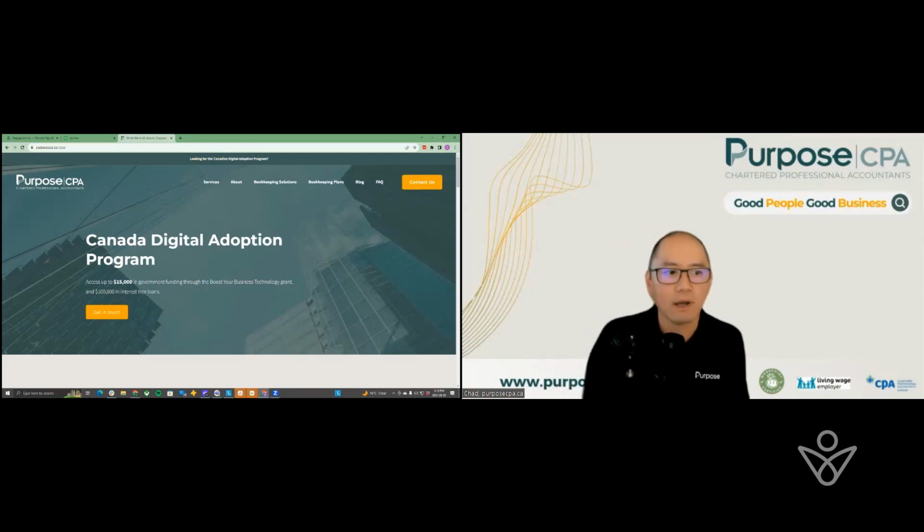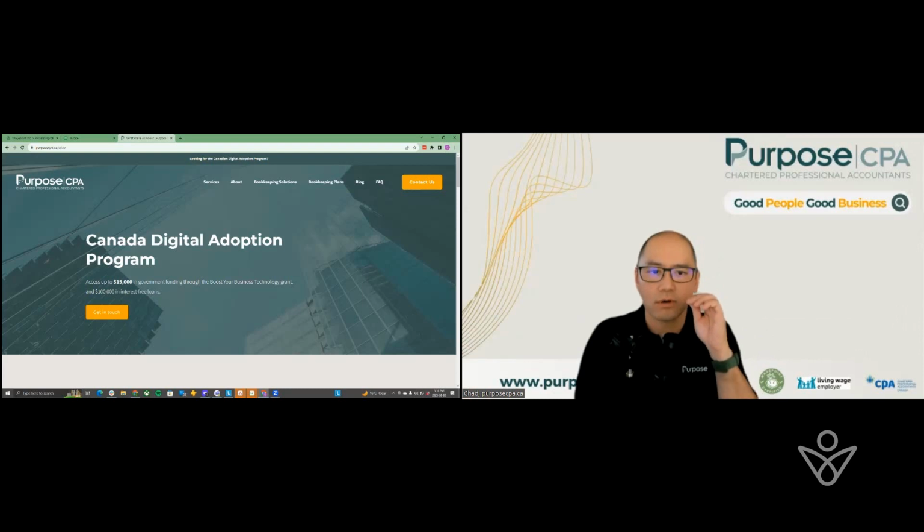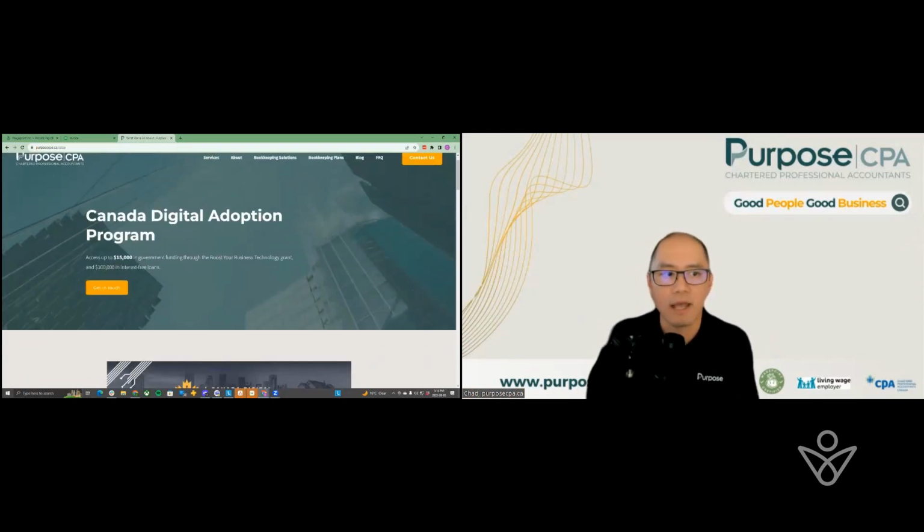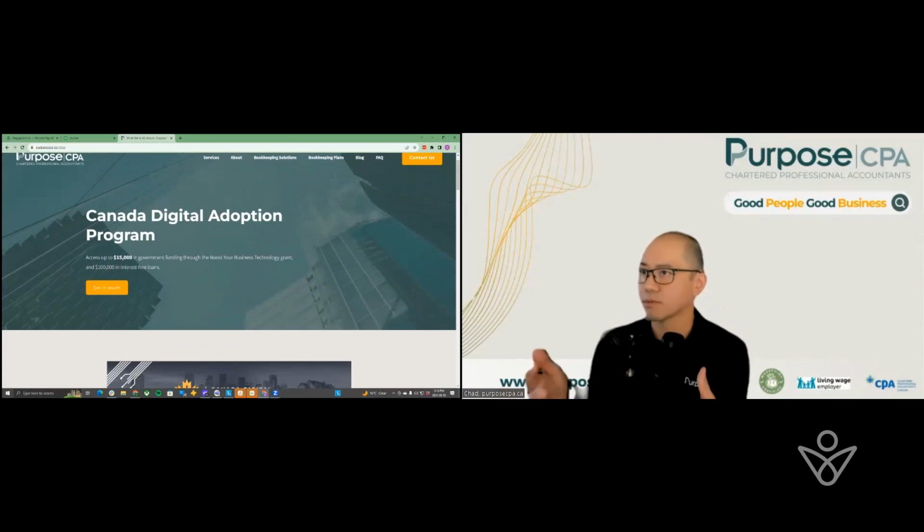So with this program, the eligible companies are for-profit companies. Not-for-profits are not eligible. You can apply through the federal government site. If you're generating more than $500,000 in one of the past 3 years, you get access to up to a $15,000 government grant to connect with a digital advisor to figure out some solutions.